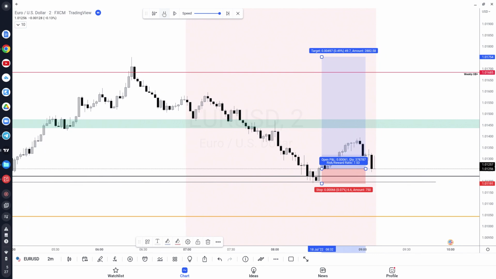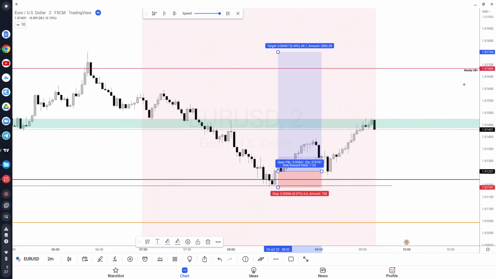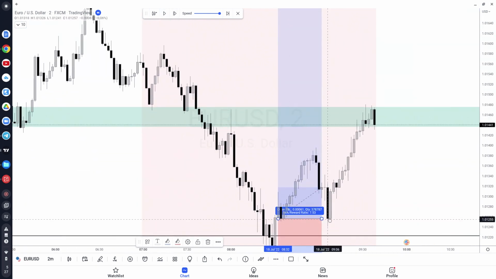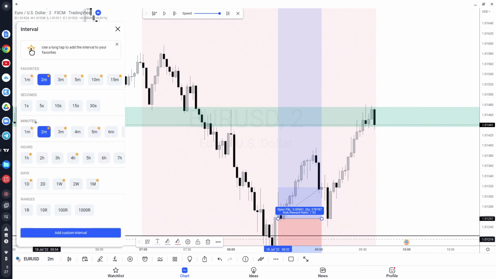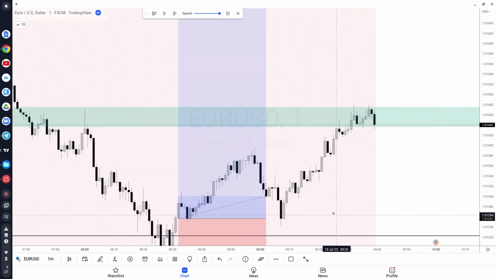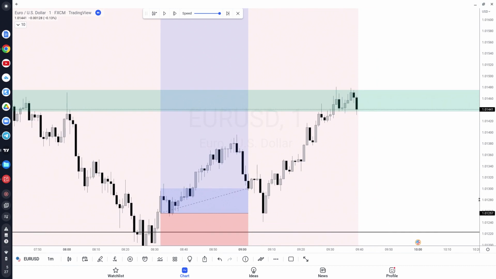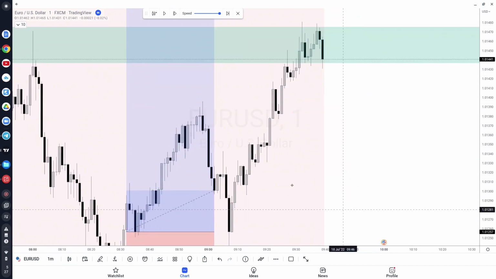So if we get there, it's about a 1 to 10, and even if you didn't get this entry, you could have gotten in on that one. Let's look at 1 minute to see if there are any late entries to have taken. So once we clear that, yeah.